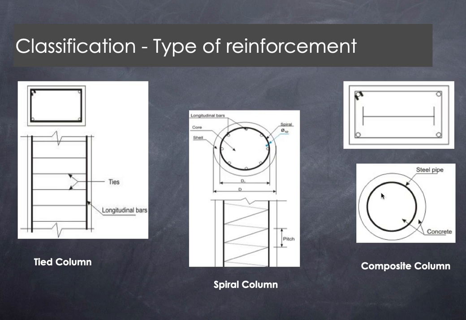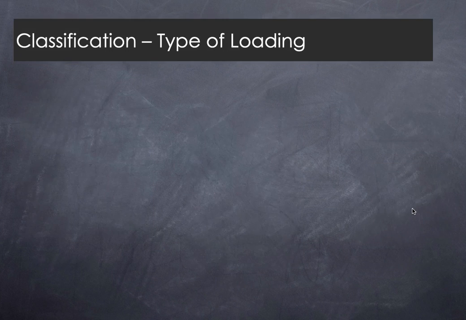Now in this composite column, sometimes ties and longitudinal bars are there or they may not be there, but what is important in this case is that these are reinforced with structural steel. Now what is this structural steel? You can see in this rectangular section a structural I section is provided, and here a steel hollow pipe is provided as reinforcement. So this is called a composite column.